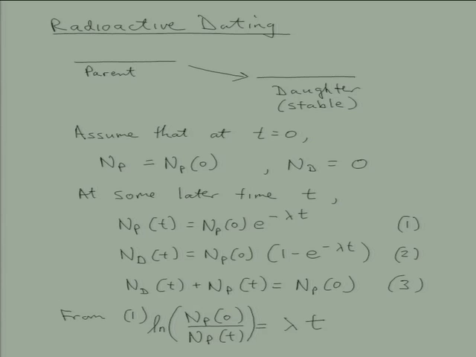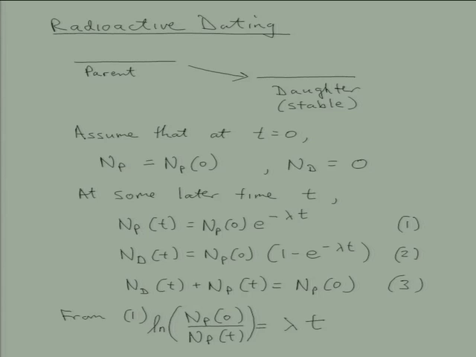What about the daughters? Okay, there were no daughters initially present. The only way I get daughters is when the parent decays into them. So this is like the situation we talked about the other day where you're producing a radioactive species at some rate, and the product then grows with time. And so the number of daughter atoms goes as 1 minus e to the minus lambda T, and the number out in front is the number of parents initially present.